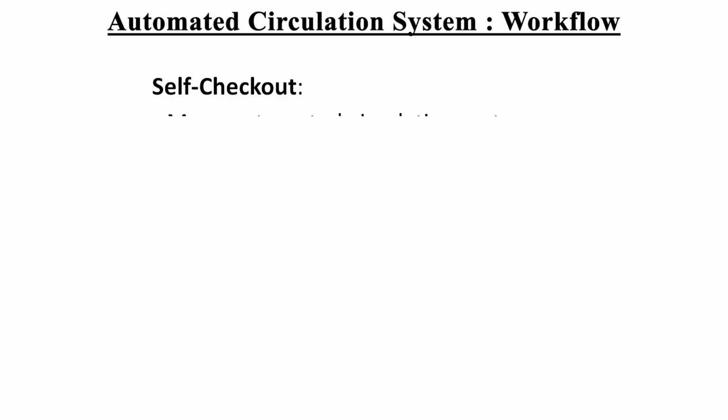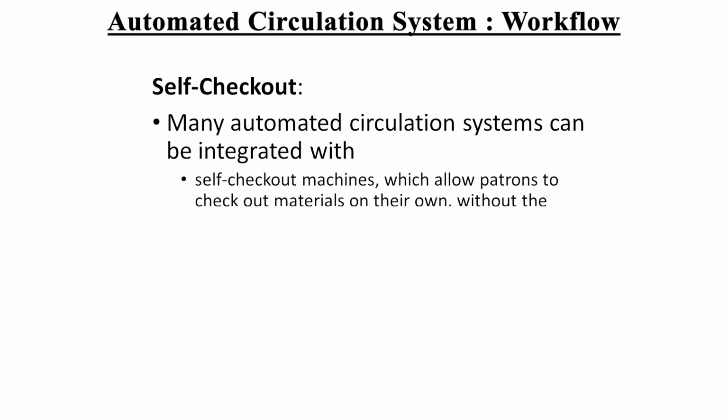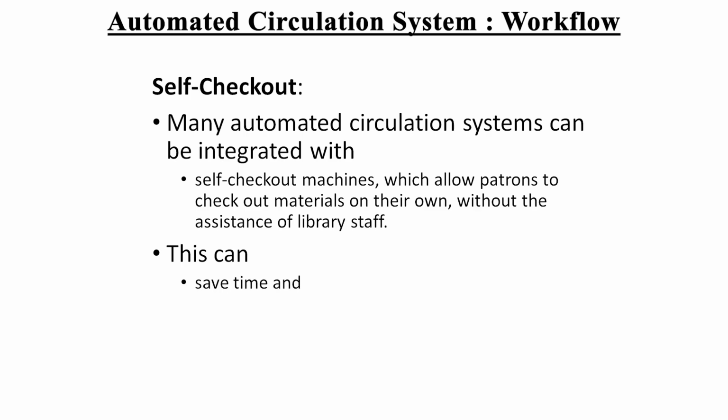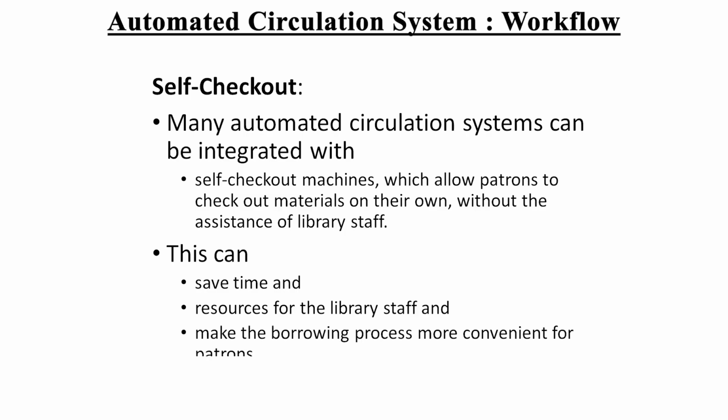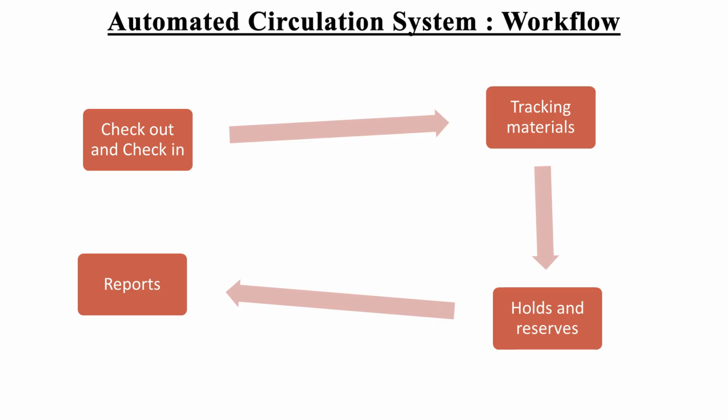So, self-checkout. Many automated circulation systems can be integrated with self-checkout machines, which allow patrons to check out materials on their own without the assistance of the library staff. This can also save time and resources for the library staff, and make the borrowing process more convenient to the patrons. In automated circulation systems we see the checkout and check-in, then tracking the materials, holds and reserves, then generating the reports, and then it goes again to the check-in and check-out.